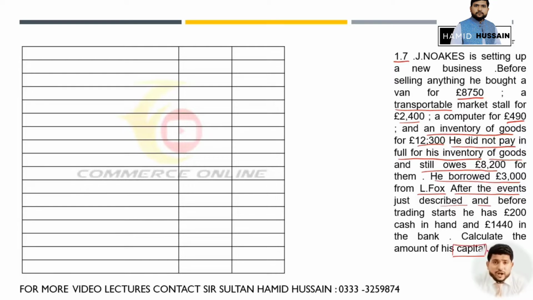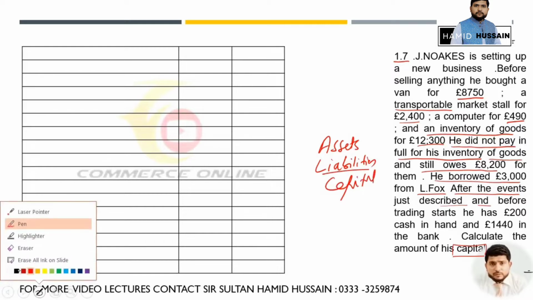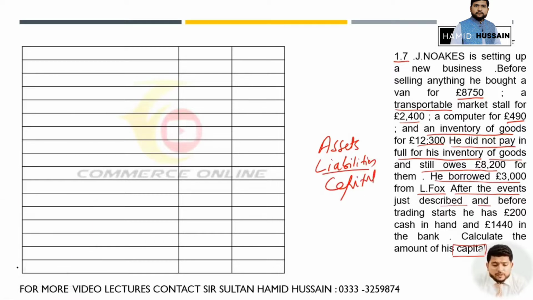So what you need to do, you need to find out capital, and in order to find out capital, you need assets, so that you can subtract liabilities from assets, and you will get capital. As there are so many assets, we first divide them by their nature. So non-current assets and current assets are the nature of assets.